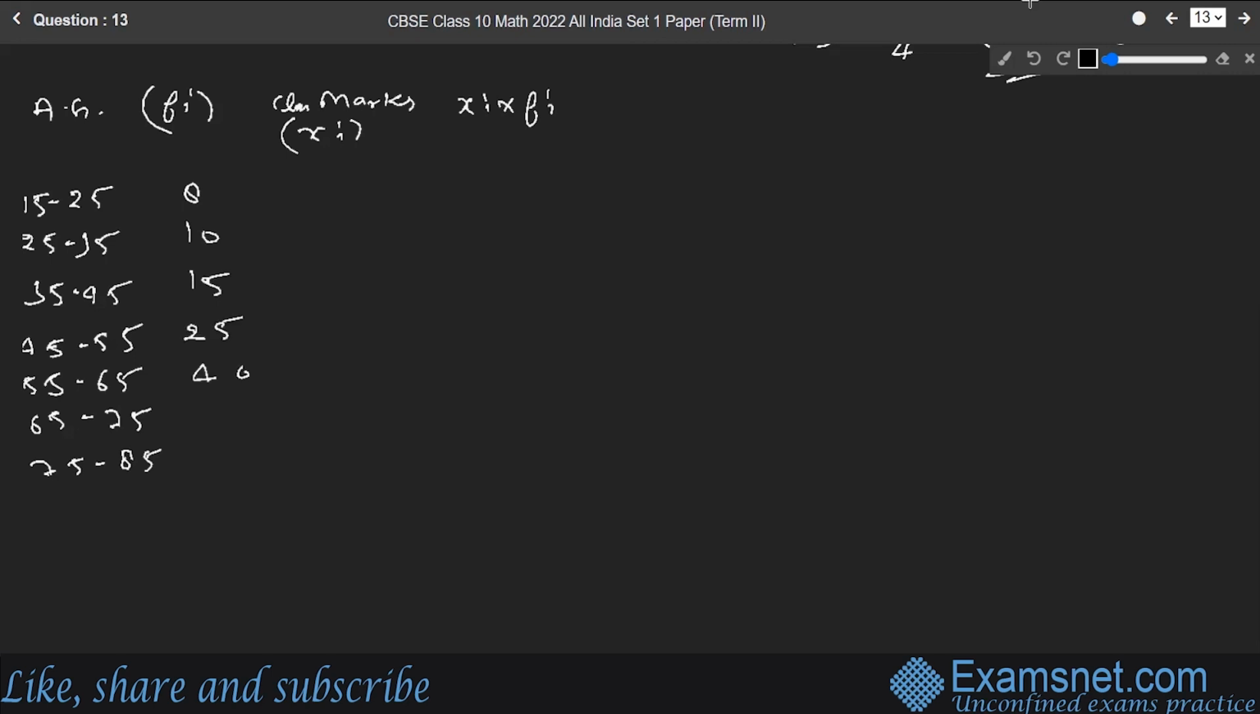And there is a change in the 65 to 75. He said if there were X more people. Earlier the people were 24. He said X more should be there. So let me write 24 plus X to this class. Okay, 24 plus X, and the last value is 18.